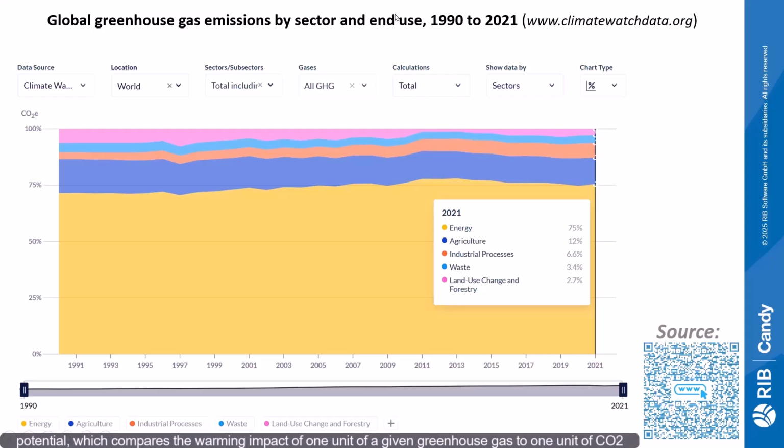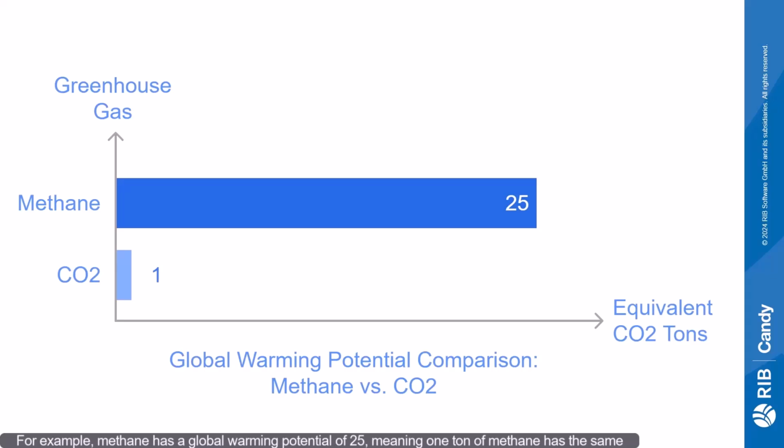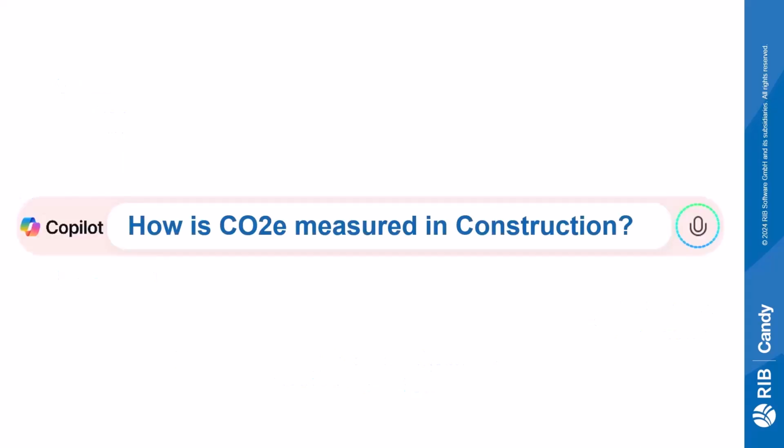This is done using a metric called the global warming potential, which compares the warming impact of 1 unit of a given greenhouse gas to 1 unit of CO2 over a specific time period, usually 100 years. For example, methane has a global warming potential of 25, meaning 1 ton of methane has the same warming effect as 25 tons of CO2 over 100 years. Therefore, 1 ton of methane would be expressed as 25 ton CO2e. So how is CO2e measured in construction?